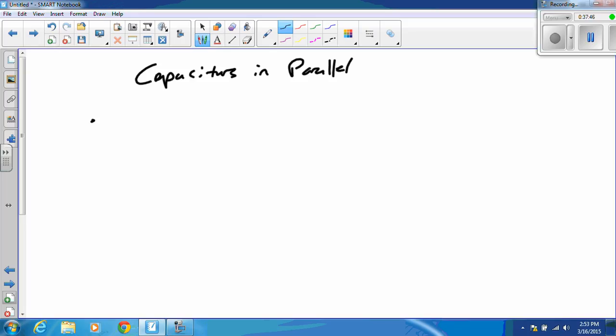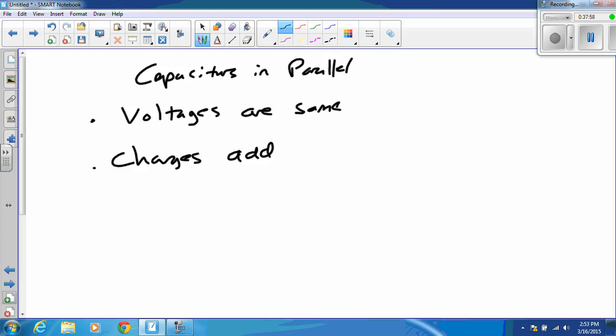For capacitors that are in parallel, I make two claims. I claim that the voltages are going to be the same and the charges add together. So backwards. Yes, very good. That's exactly right. That parallel has exactly the opposite logic of series. Voltages are the same and charges add together.